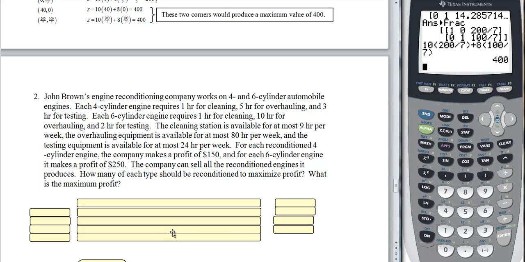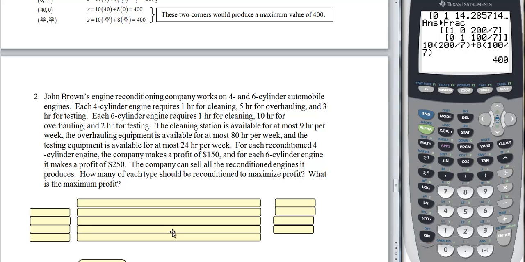John Brown's Engine Reconditioning Company works on 4- and 6-cylinder automobile engines. Each 4-cylinder engine requires 1 hour for cleaning, 5 hours for overhauling, and 3 hours for testing. Each 6-cylinder engine requires 1 hour for cleaning, 10 hours for overhauling, and 2 hours for testing. The cleaning station is available for at most 9 hours per week. The overhauling equipment is available for at most 80 hours per week. Testing equipment is available for at most 24 hours per week.